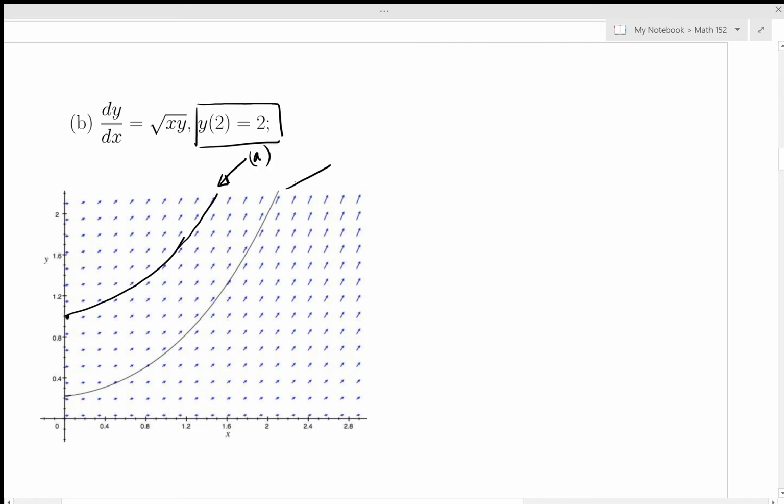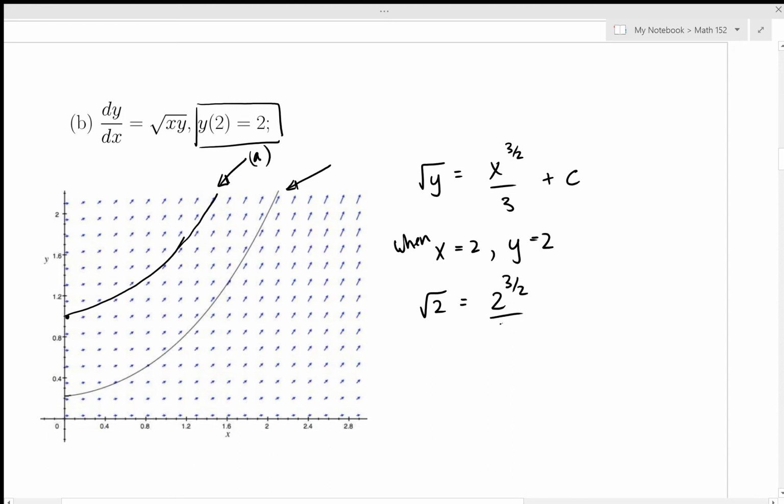And now we have a different curve. The solution to the differential equation is the same. The only thing that's different is the initial condition. So we already know from before that the square root of y is equal to x to the 3/2 over 3 plus a constant. And now we have a new initial condition. When x equals 2, y is equal to 2. So we simply plug that in. Square root of 2 equals 2 to the 3/2 divided by 3 plus the constant. And we solve for the constant, and we find the constant is now equal to root 2 over 3.